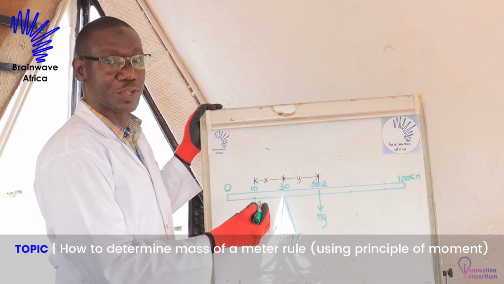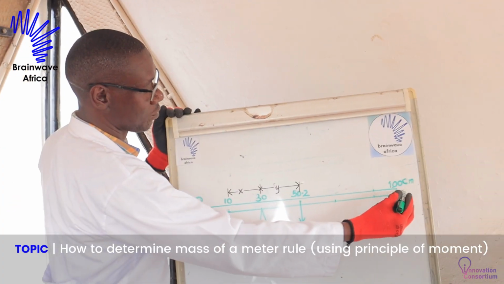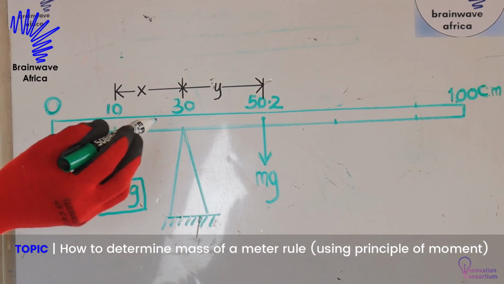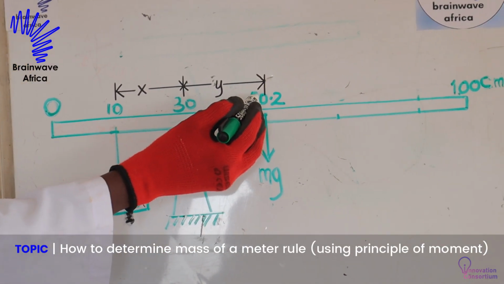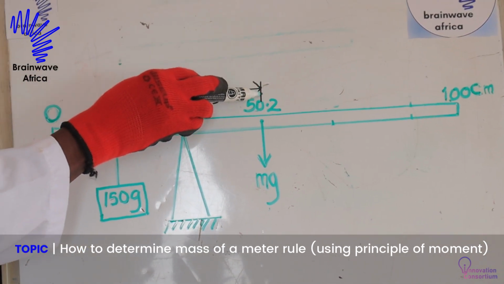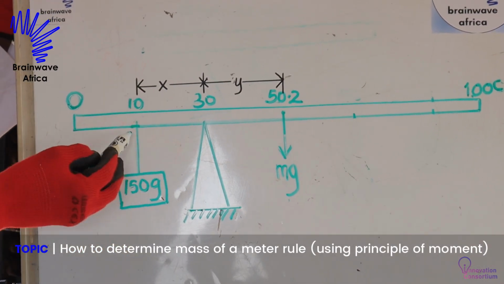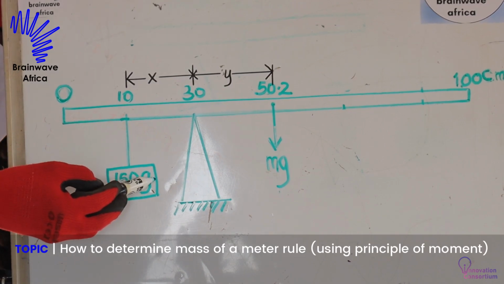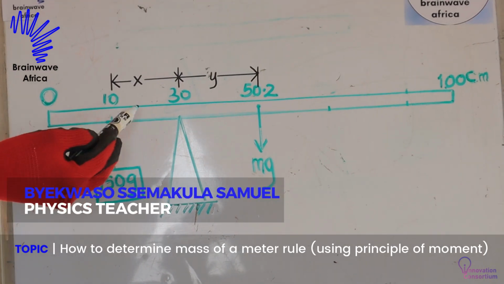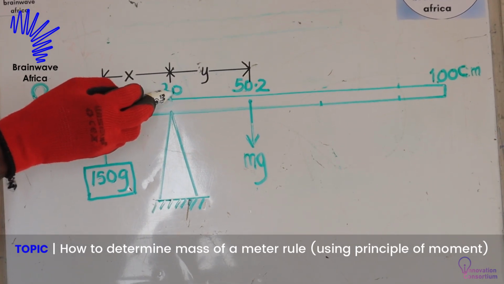This is a diagram representing what we have just been doing here practically. Here we have our meter rule, we have our scale from 0 to 100. We first of all determined our center of gravity, and the center of gravity was at the 50.2 centimeter mark, and we said that is the point through which the weight of the meter rule is acting. Now we suspended 150 grams at the 10 centimeter mark, and when we adjusted the position of the meter rule, it balanced horizontally when the knife edge was at the 30 centimeter mark.